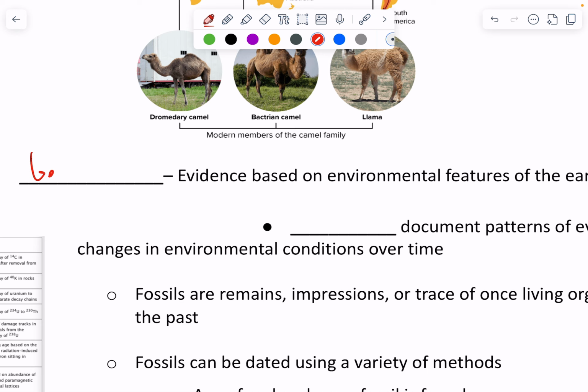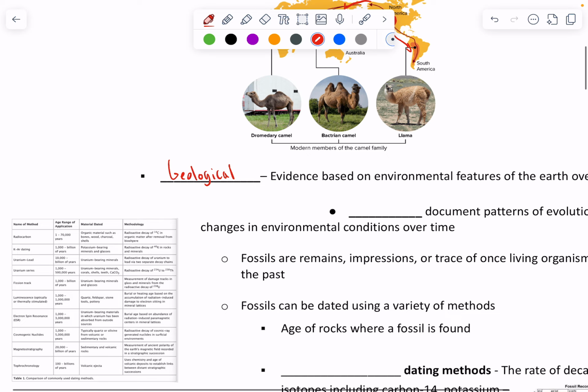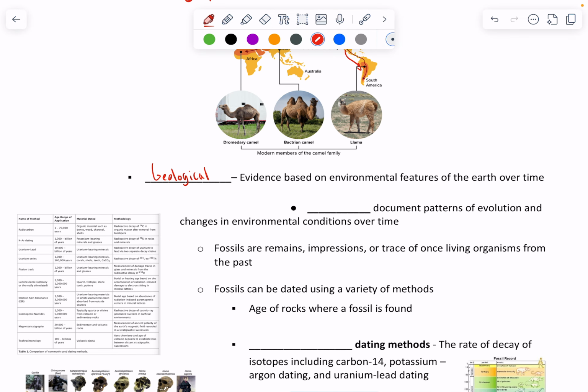Next one is geological. So this is really looking at fossil records. We're basically taking the features of the earth over time. We're looking at different surfaces of the earth, right? Because different sediments and minerals will get placed on top of each other over time based on the time period that it's from. And we can go back and look at those different layers, and we can look at the fossils that existed in those layers to see what was around at the same time as each other. Right, so these fossils help us document change over time.